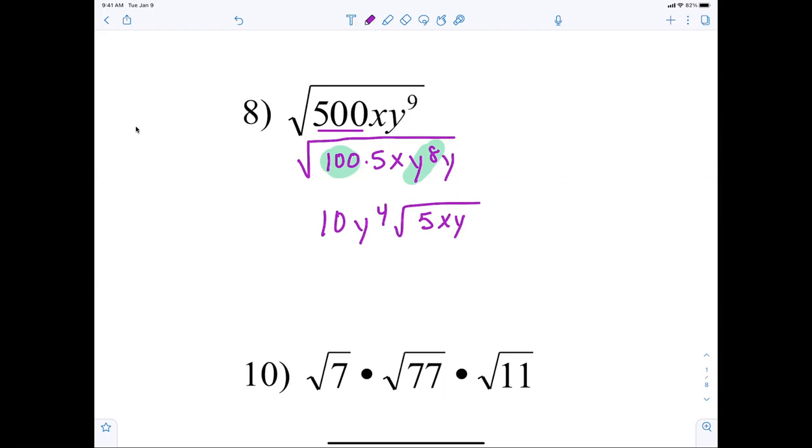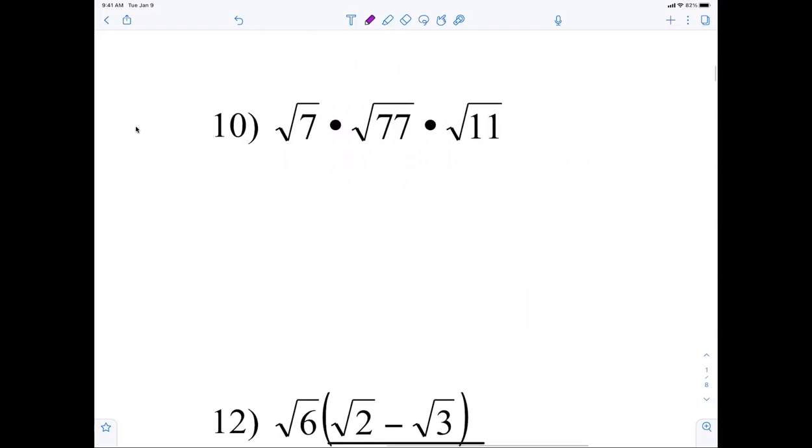All right, now number 10, a lot of kids find a little tricky, but if you look at it as 77 is just what? 7 times 11. So we have square root of 7 times square root of 7, which is 7, and then square root of 11 times square root of 11. So after all that, the answer is just 77. All right.